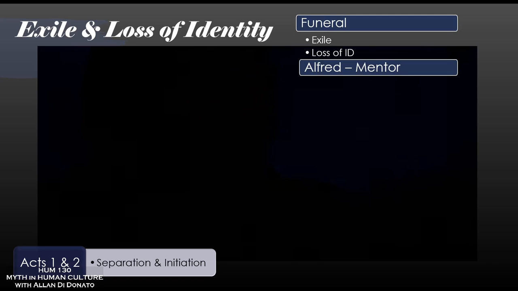Okay, I probably should have cut that into a number of clips because there really is a lot going on there. I talked about in the beginning, right, the funeral scene, the exile, the loss of identity. And we're introduced to the figure of Alfred. It's not the first time we've seen him, but really, really amazing role in Bruce's life, right? This is basically the surrogate father.